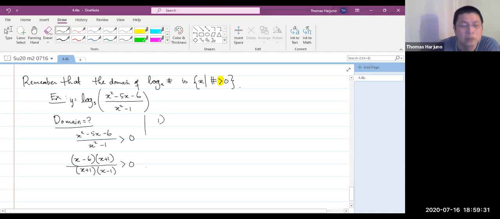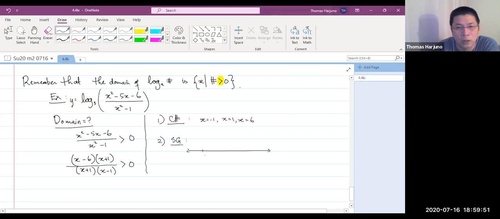Step 1, critical numbers are -1, 1, and 6. Cool. Sign graph. -1, 1, and 6. This will be 0 here. This will be undefined here. This will be 0 and undefined, so I use undefined. The sign graph, it will be positive, negative, positive, positive.